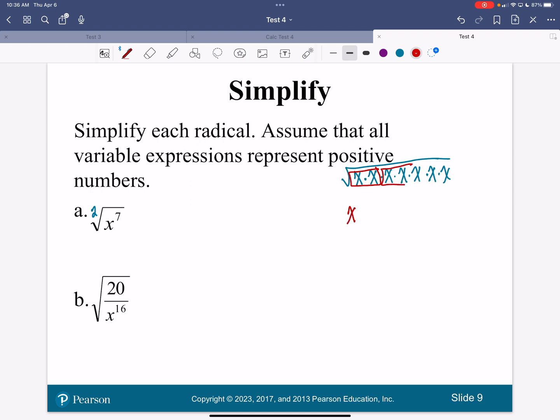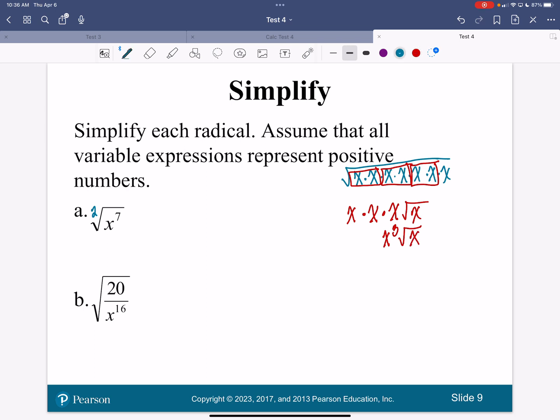Here's a set of 2, so I'm going to pull another one out. Here's a set of 2, so I'm going to pull that one out. But do I have something left over? Yes. So that is going to be the square root of x. So this simplifies to x cubed on the square root of x.